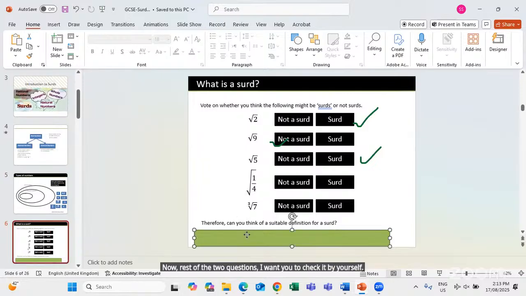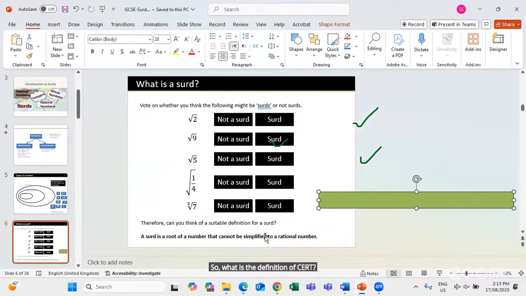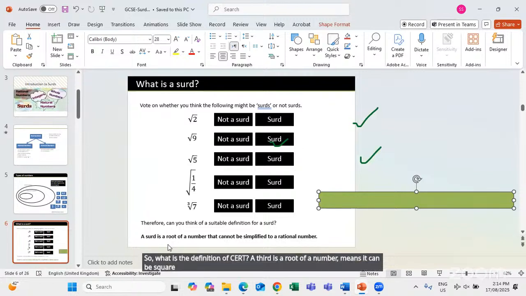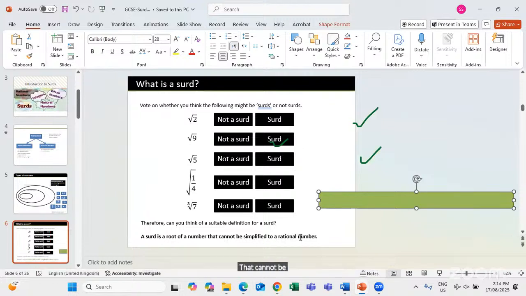So what is the definition of surd? A surd is a root of a number, means it can be square root, it can be cube root, or any root that cannot be simplified to a rational number, or we can say that will be an irrational number. So we understand what is the meaning of surds.